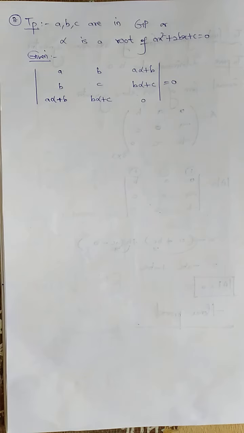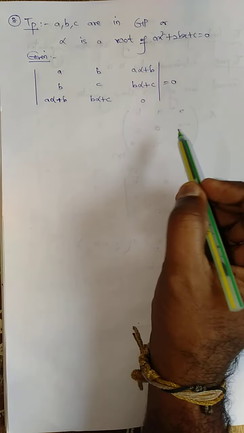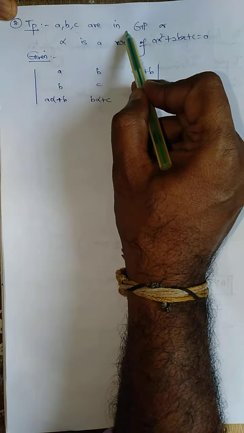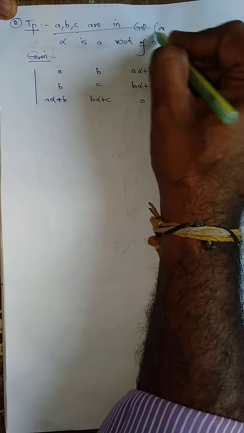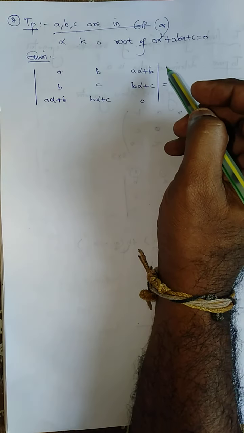Eighth sum, the important sum. We need to do a trick in this sum. Listen very carefully. To prove A, B, C are in GP, I need to prove that alpha is a root of ax square plus 2bx plus c equal to 0. What does it mean, ax square plus 2bx plus c equal to 0?